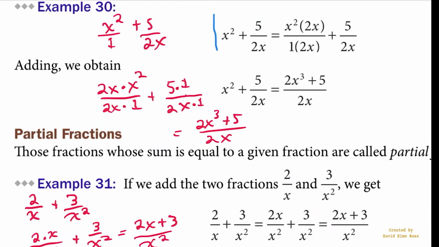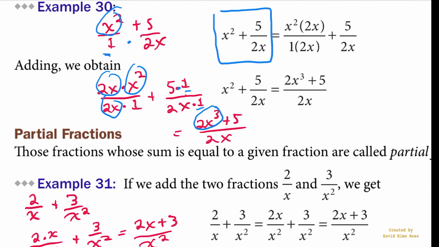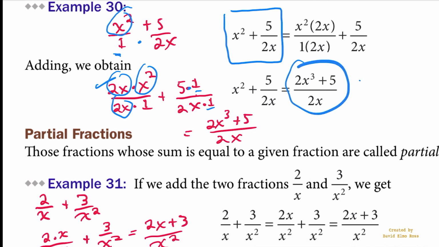If we want to add the two fractions x squared plus 5 over 2x, we have to realize that x squared is really over 1. And to get a common denominator, you have to multiply 1 times 2x. So here's our x squared here, and if we multiply that by 2x over 2x to get our common denominator, and then we have 5 over 2x times 1, which will give us a total here of 2x cubed for the first one, plus 5 over 2x, which is exactly what is shown here.